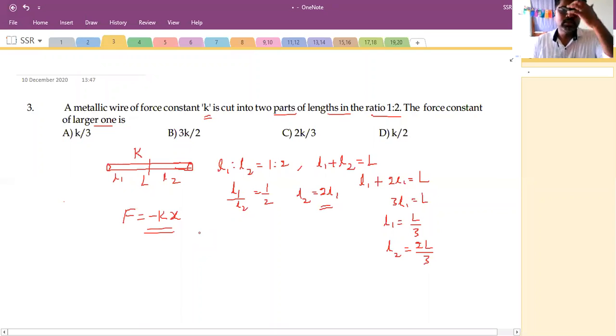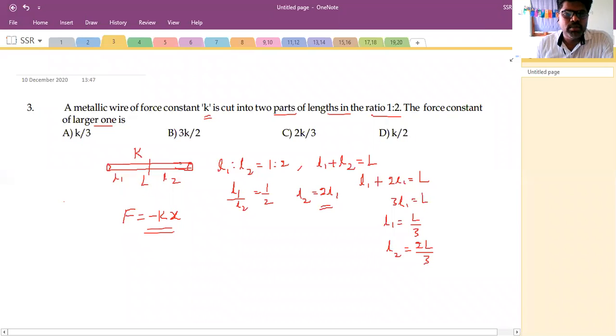Okay, that means here force F, applied force or restoring force, you can take directly proportional to elongation. Elongation is, let us say, X, or you can say E, or delta L also you can take. So in this case, a metallic wire of constant K is cut into two parts, then the force constant of the larger one. So how is the force constant related to length? We need to understand here.